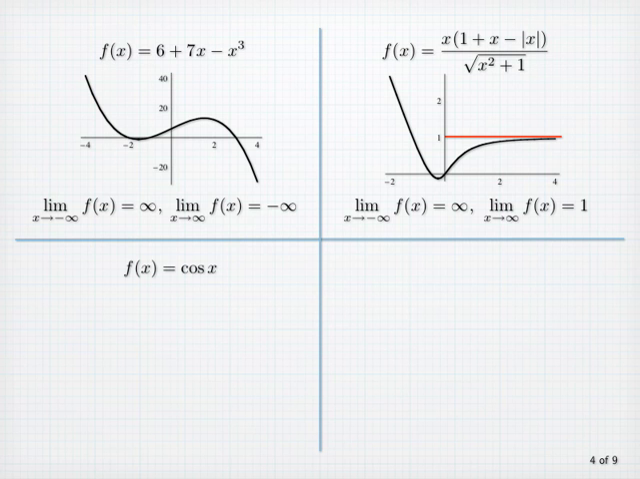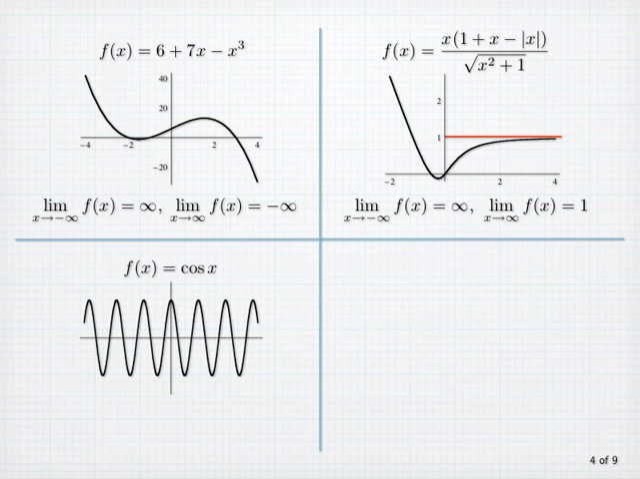For an example in which limits at plus and minus infinity not only don't exist, but cannot be described as either plus or minus infinity, let's consider f of x equals cosine x. Here the function is bounded between minus 1 and 1, and oscillates between minus 1 and 1 as x gets larger in either direction. And so we can only say that the limit as x goes to infinity of f of x does not exist, and the limit as x approaches minus infinity of f of x does not exist.